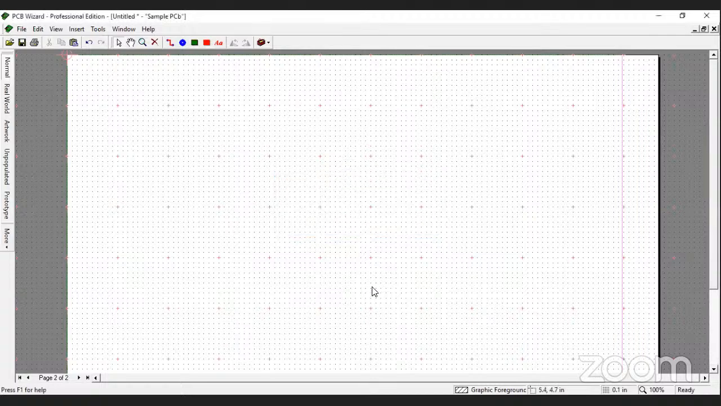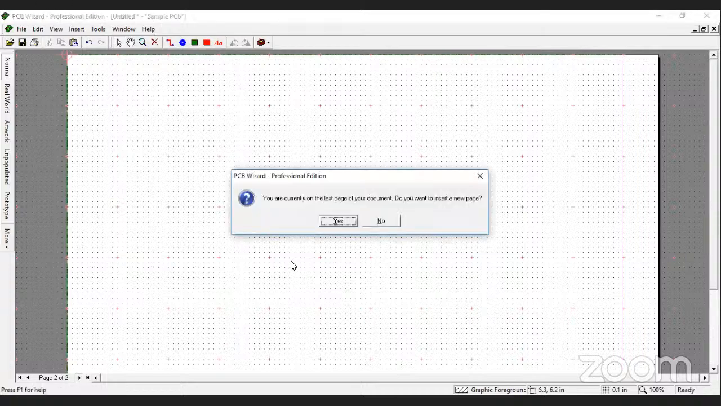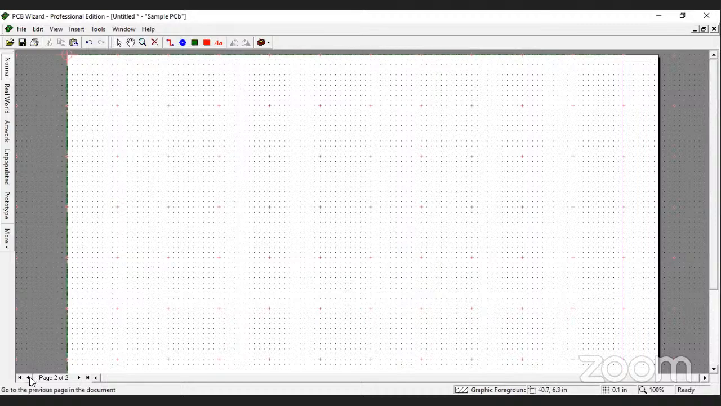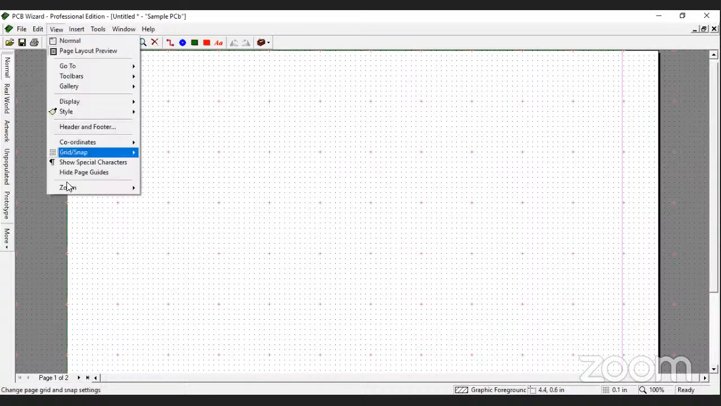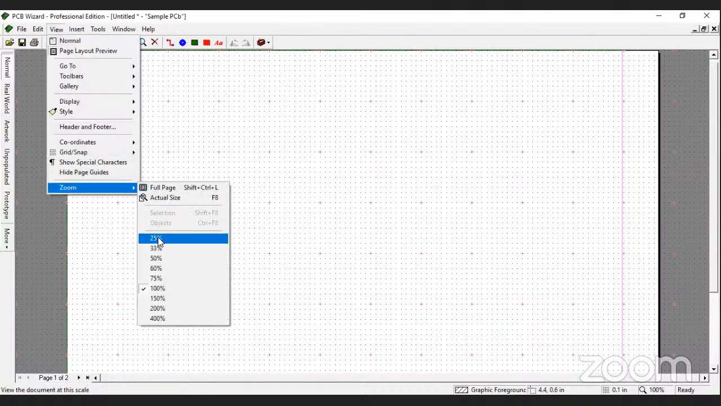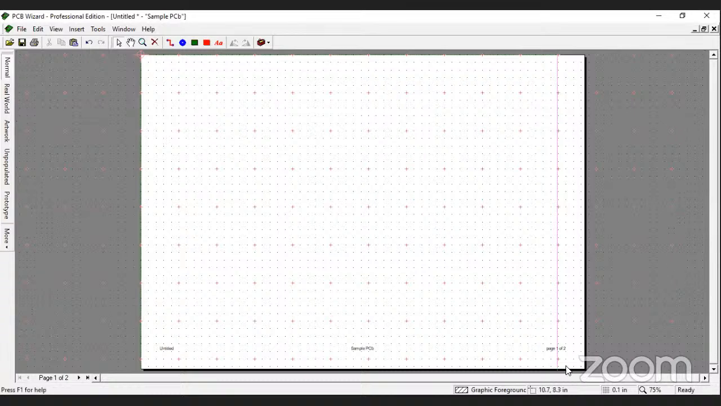Okay, right? So if I wanted, this is the first page, right? And you can see at the bottom there are 2 pages. If I go to see, you are currently on the last page of the document. Do you want to insert a new page? Let's say the page 2 of 2. I don't want any, right? This is page 2. I wanted to go to page 1. This is page 1. Let's say I will zoom a little, I will just try to make it smaller so that you can see there are 2 pages in my project. This is page 1 of 2.